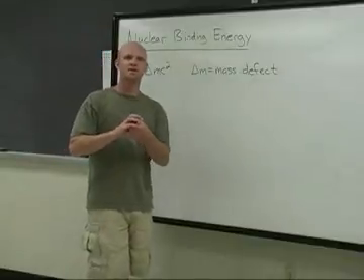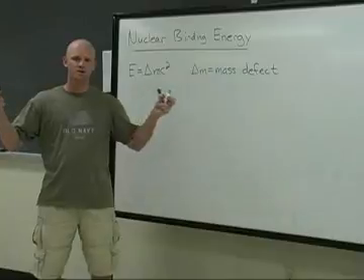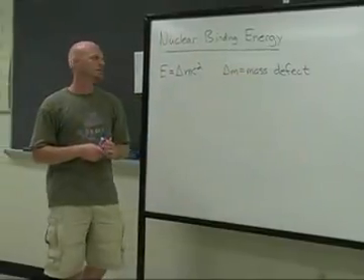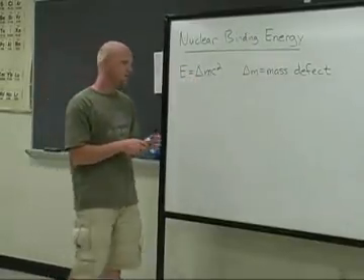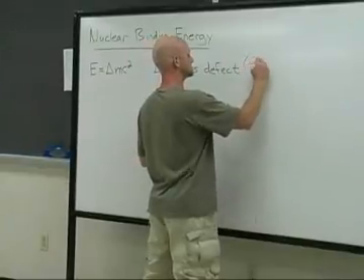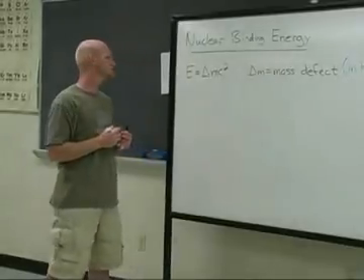And again, the intact nucleus will always weigh a little bit less than the separate protons and neutrons. The difference between the two is called the mass defect. So if you take that mass defect and plug it into E equals mc squared, this mass defect has to be in kilograms for the units to work out properly.